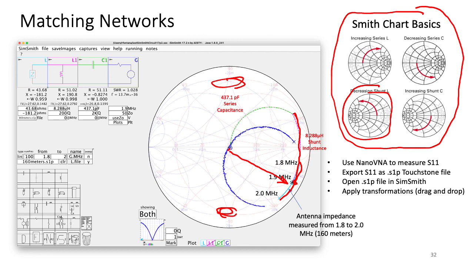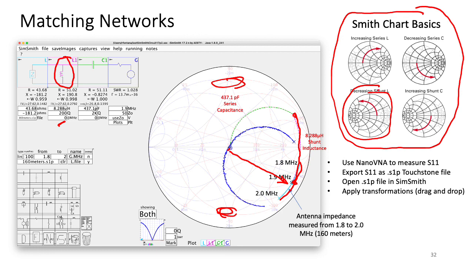That's a shunt inductance. So a shunt inductance, I put in the circuit here, and it turns out that I need 8.288 microhenries to move myself from the 1.9 megahertz point here to a point here at 1.9 megahertz with that inductance. Next thing to do is I want to move counterclockwise.